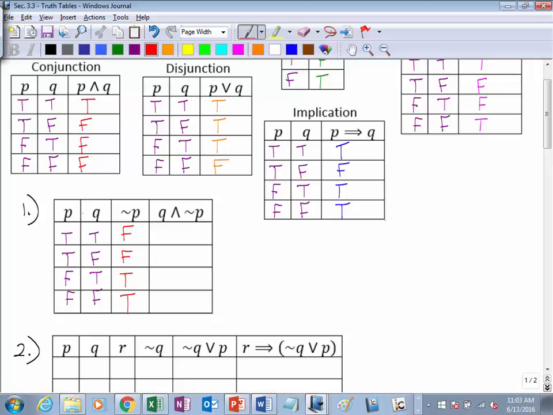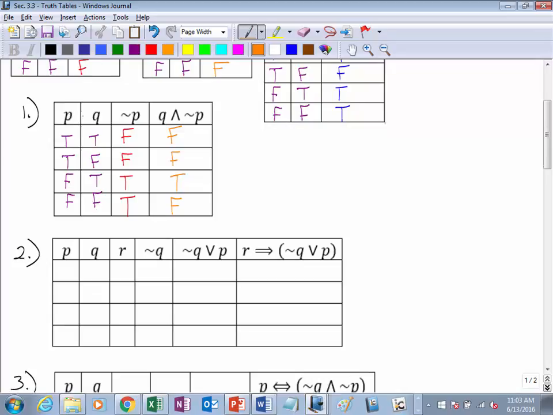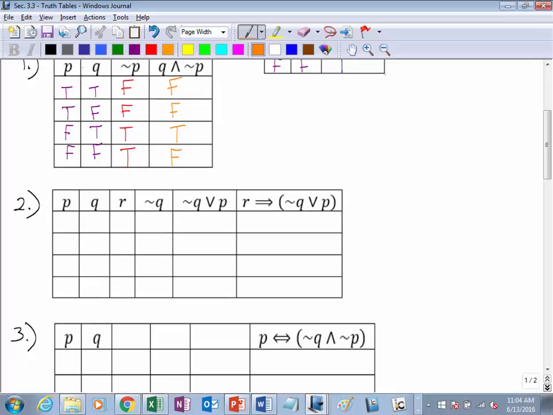And then Q and not P. So in order for that to be true, both Q and not P have to be true. So the only time when that's true is on the 3rd line right there. And all the other ones it's false. So it's false, false, true, false. All right. Any questions about that?